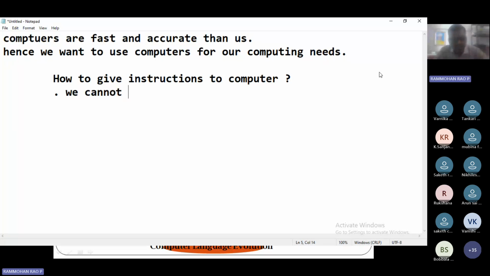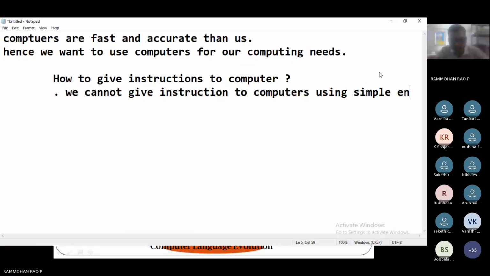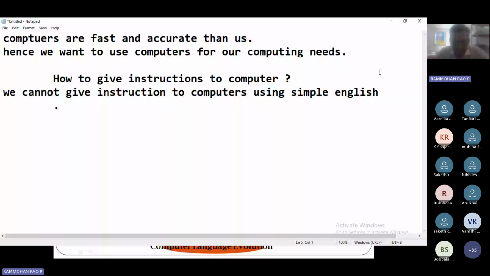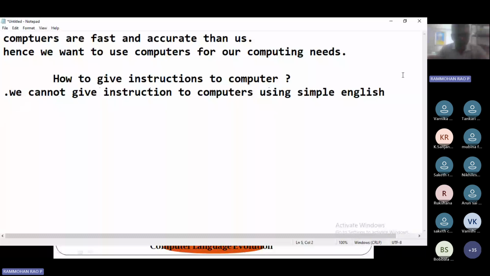We cannot give instructions to computers using simple English. I mean the way I was asking you, right? What is 5 into 4? What is 3 into 4? Like that, I can't give instructions to a computer. That's not possible. Then how do I give instructions to a computer? First of all, let us understand what a computer is.